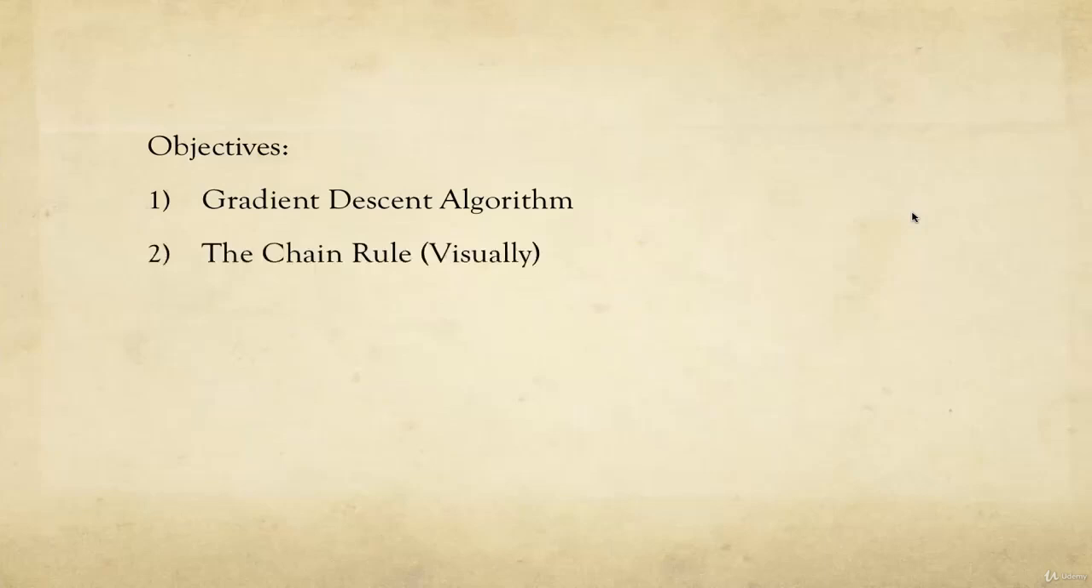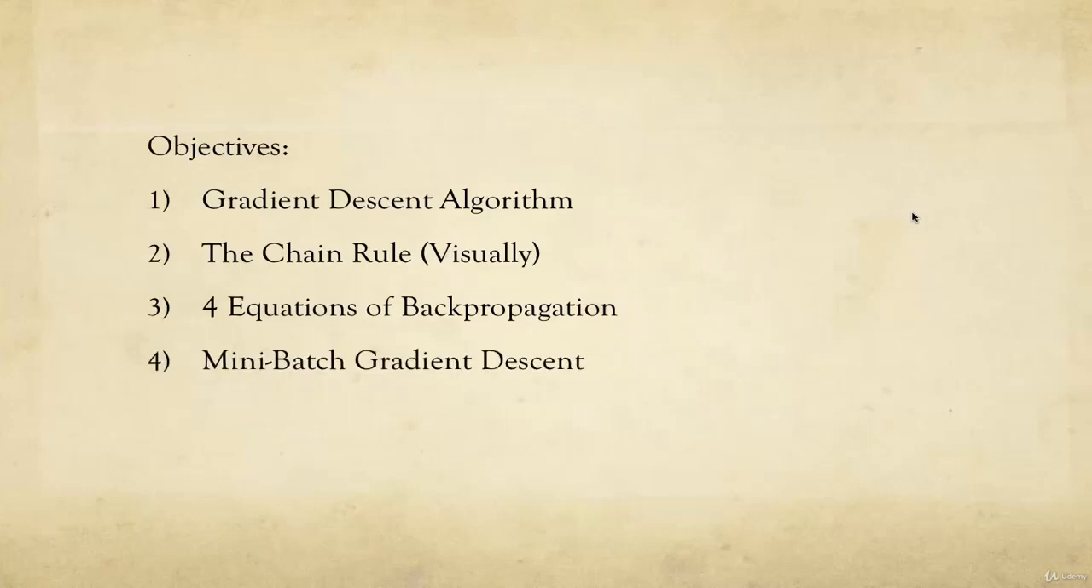The learning objectives are: we'll talk about the gradient descent algorithm, and the chain rule visually so that we can know how to get the backpropagation formulas and how to use them. Then we'll talk about the four equations of backpropagation, and we'll talk about mini-batch gradient descent.